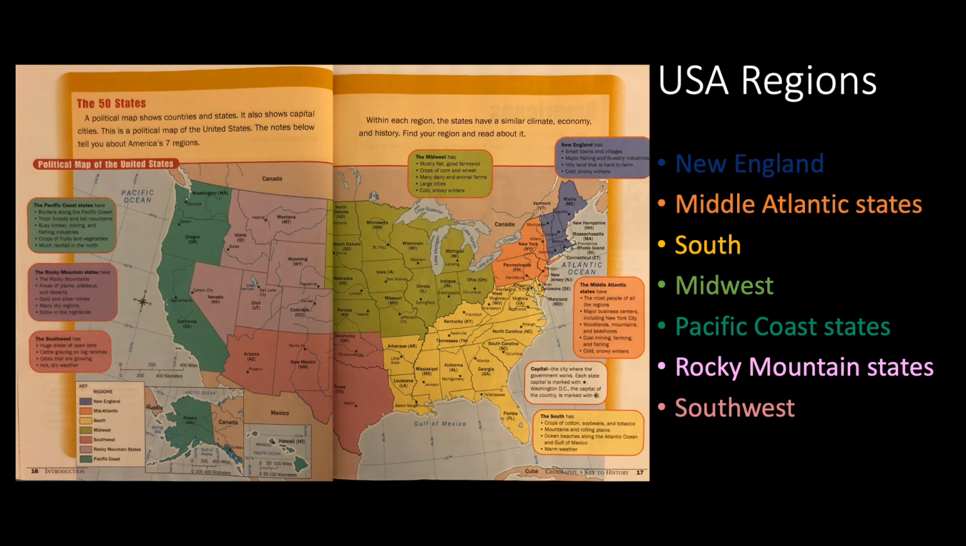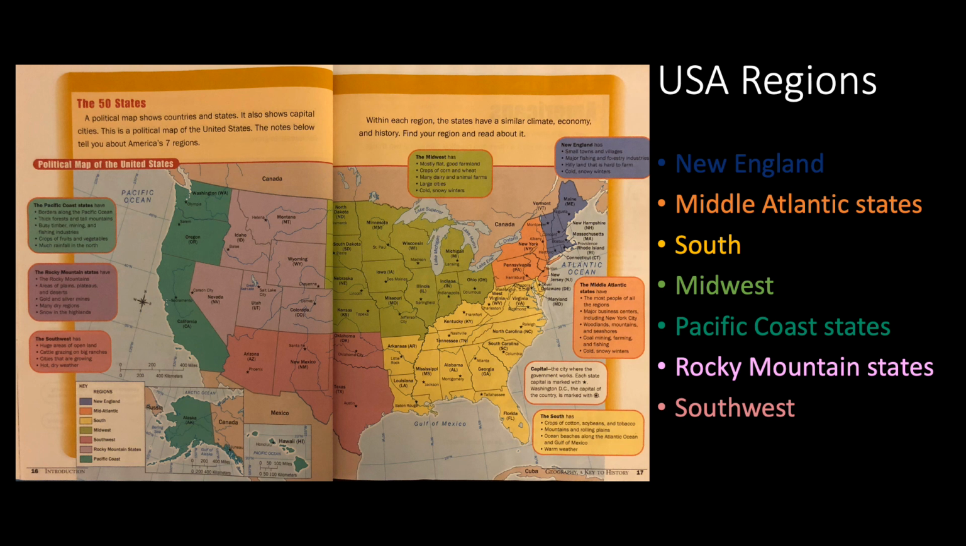Okay, so the first region we're in is the Northeast, right up here. New England has a lot of small towns and villages, and a lot of fishing and forestry, so like lumber, timber. A lot of the land is really hilly, not mountains but hills, so it's kind of hard to farm. That's why they have a lot of forestry where they cut down the trees, and it's very cold in the winter, lots of snow.